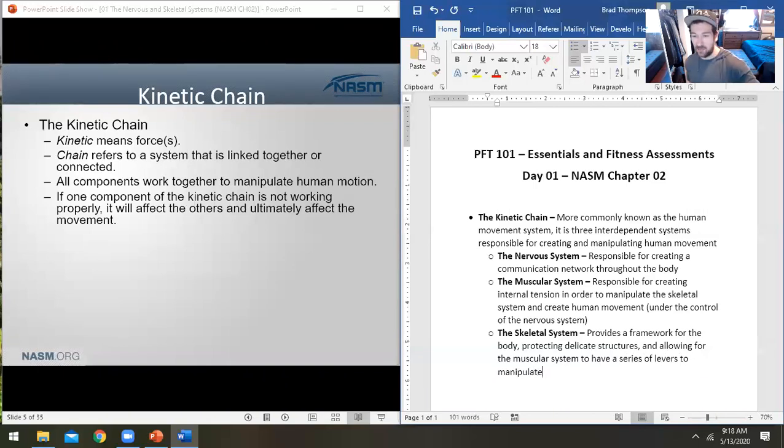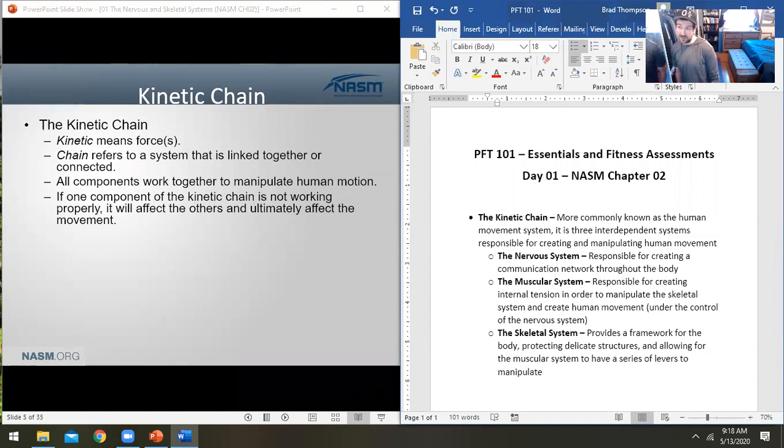So, all right, you get your nervous system, right? That is providing the communication network throughout the whole body. That's gathering information and then executing information in response to whatever information it gathered. That's controlling your muscular system, and your muscular system is actually manipulating your body around, right? That's actually creating all your human movement.